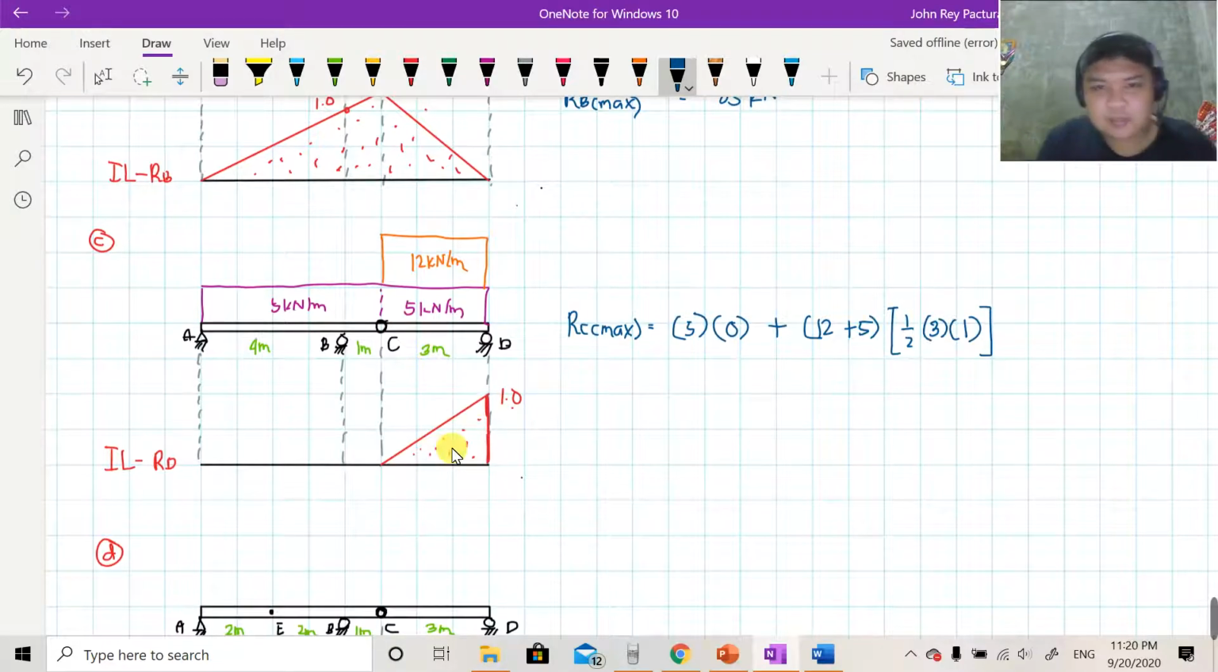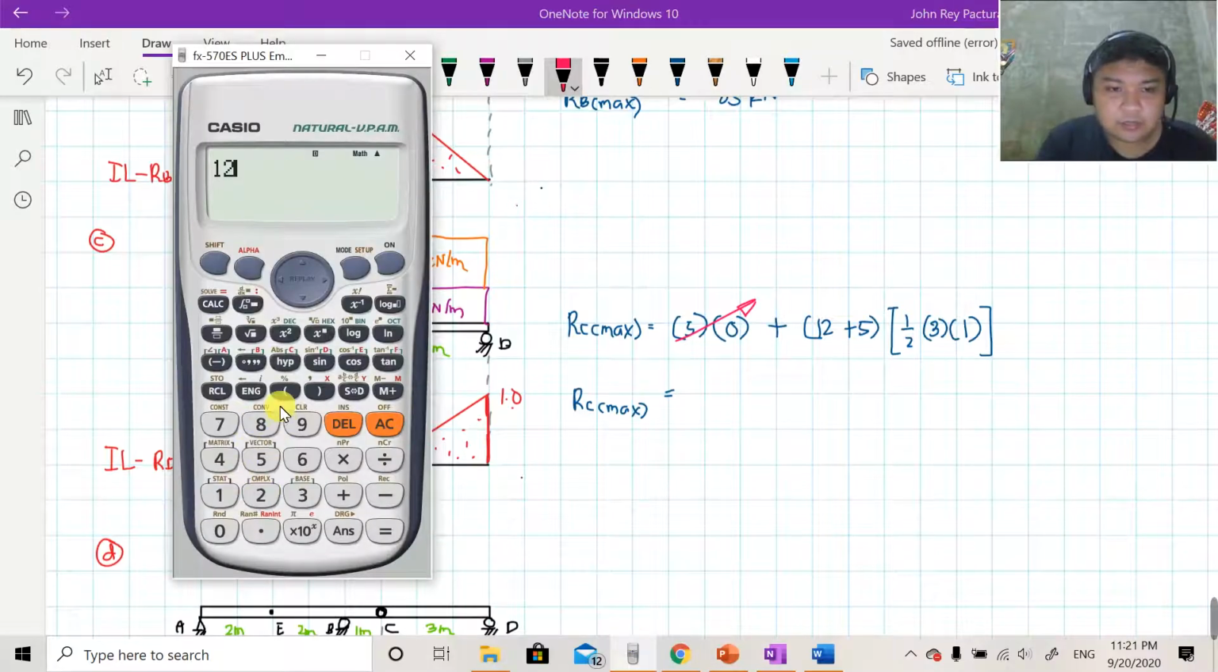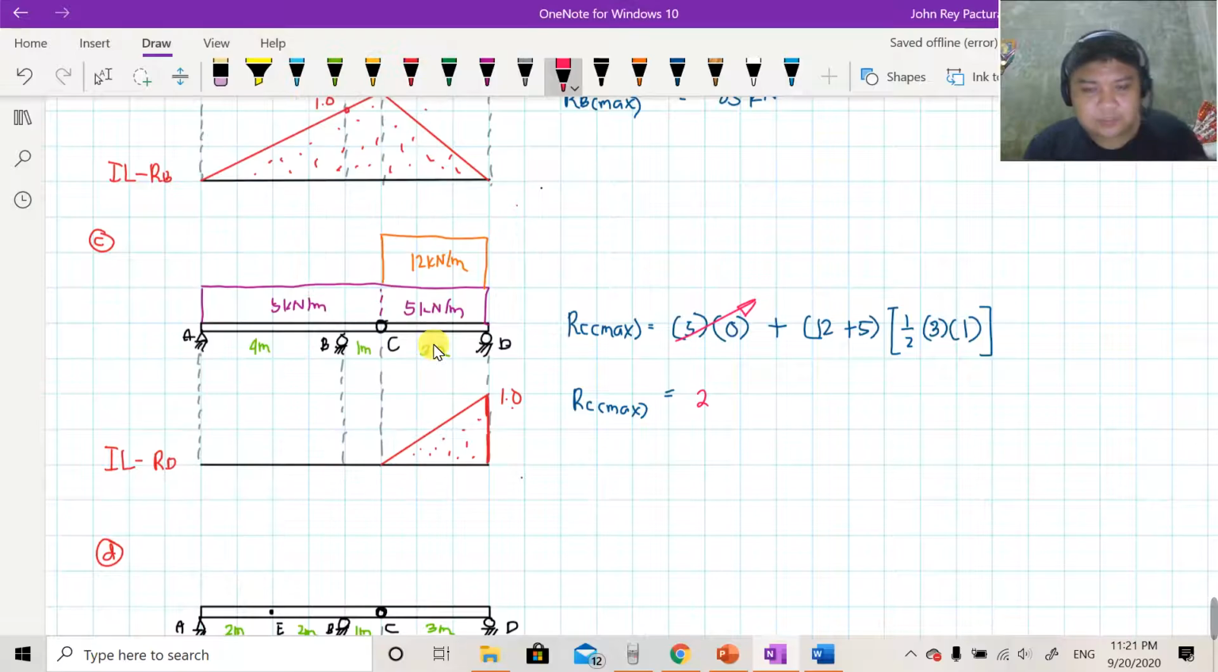3 siya times 1. So therefore, the reaction at C, the maximum rather, so automatic itong maka-cancelled out na din yan kasi nga wala ka naman nakikitang area for the influence line nga. So therefore, 12 plus 5, then 1 half times 3 times 1. So, ang sagot natin dyan is 25.5 kilonewton.